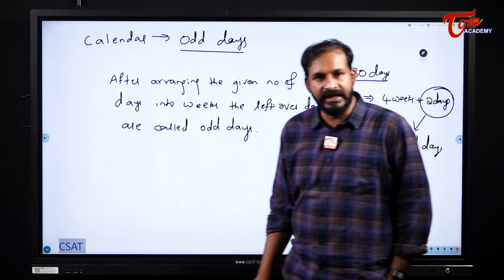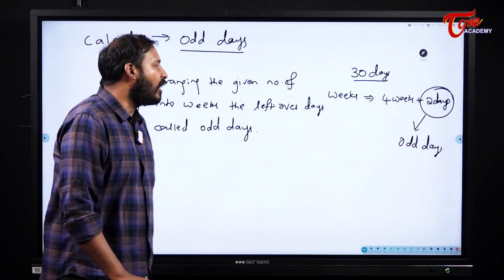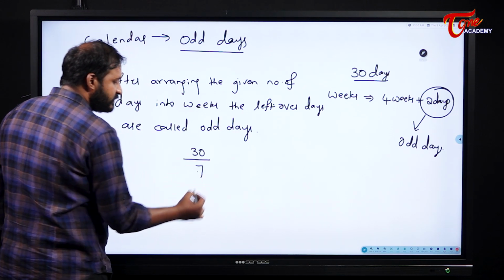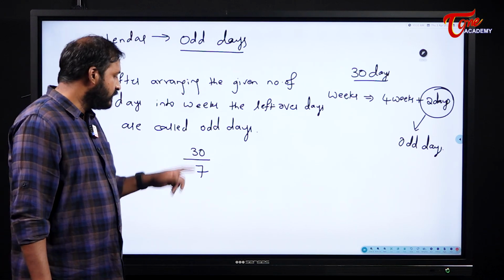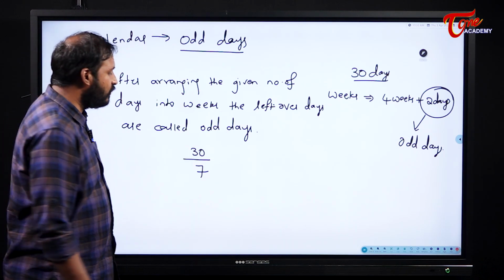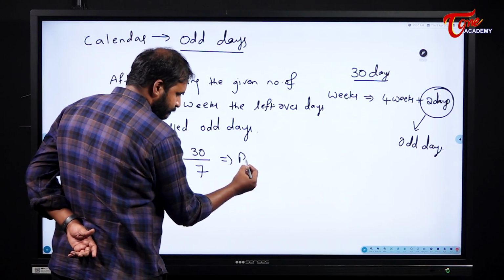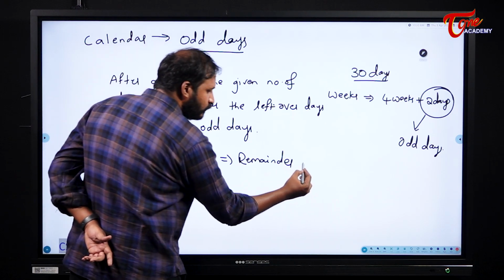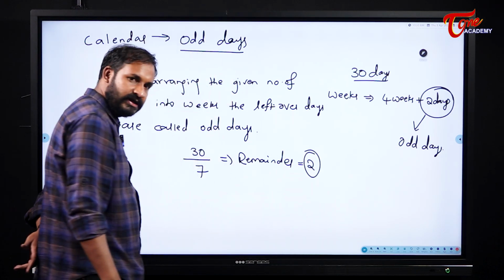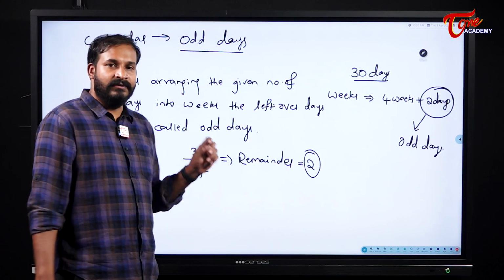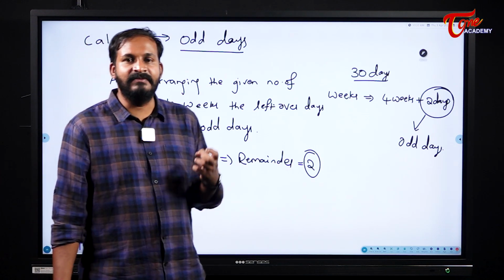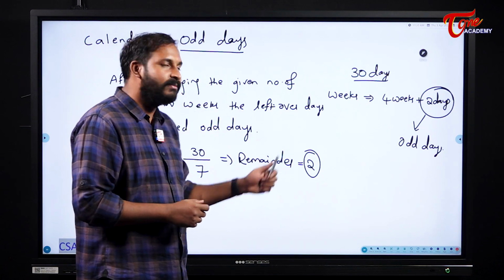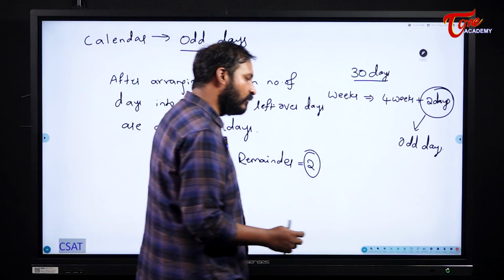Now, how will you generally find these odd days, students? A week contains how many days? 7 days. So, to calculate odd days, we divide the given number of days by 7, because a week contains 7 days, and we observe the remainder. What is the remainder when I divide 30 by 7? 2. So, this 2 we call odd days. Very simple. We divide the given number of days by 7 and the remaining days we call odd days.